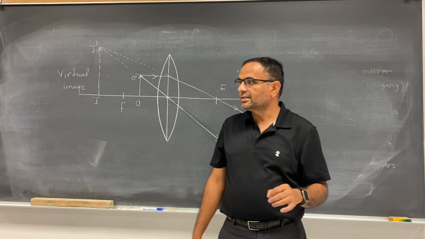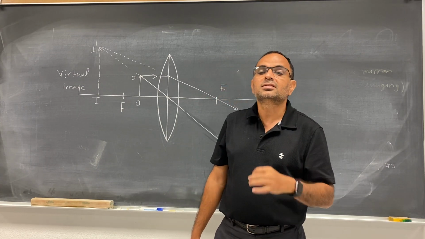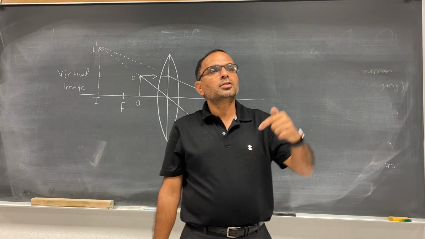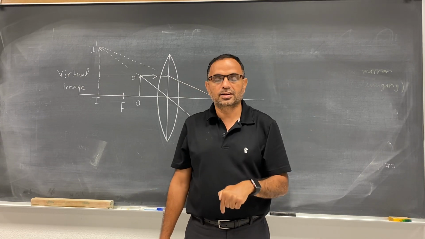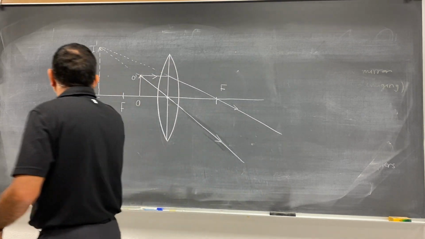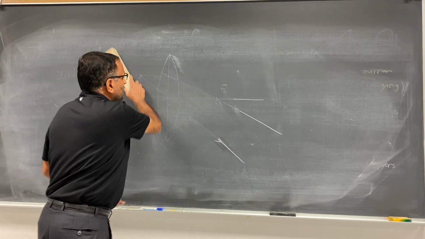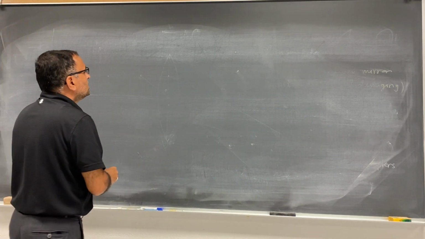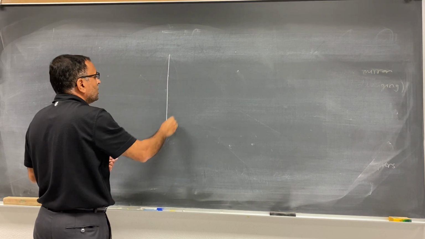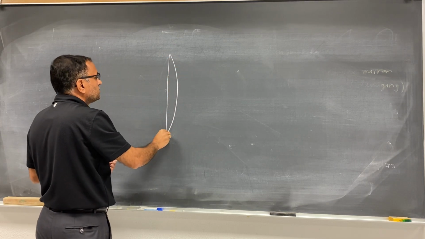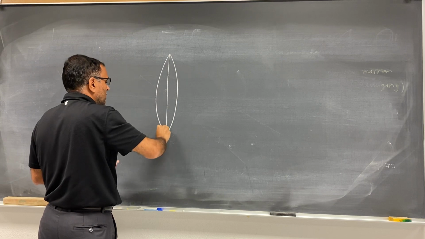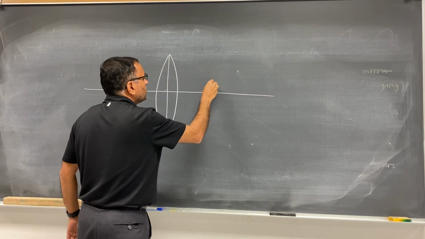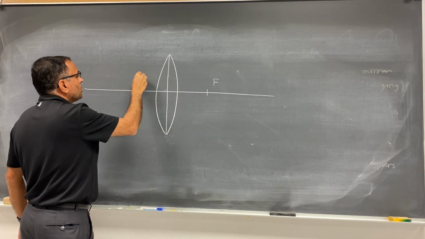So the convex lens is the converging lens. It makes a real image. And the real image is normally upside down, inverted. For example, let me draw one more. Let us suppose this is my convex lens, and you draw the principal axis. There is a focal point here, and there is a focal point there.